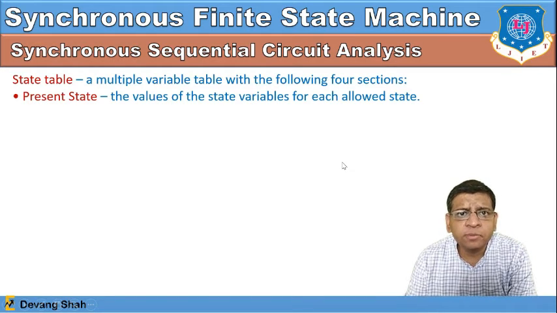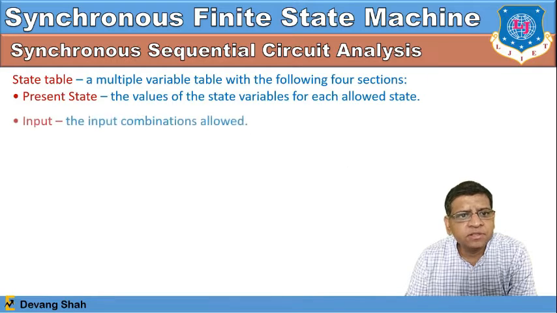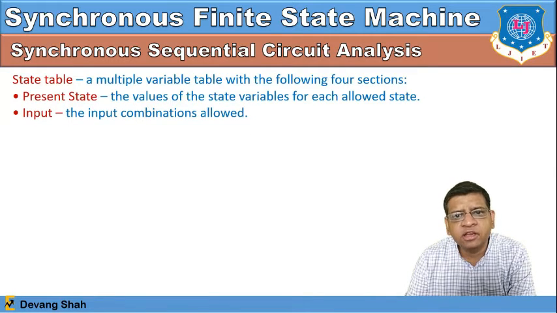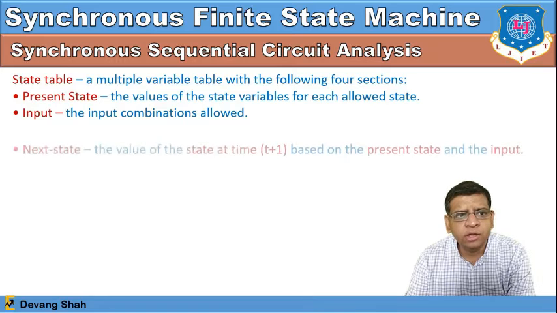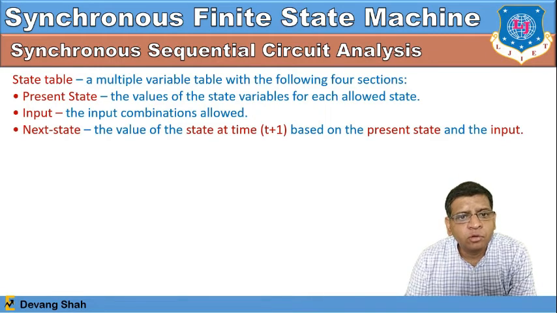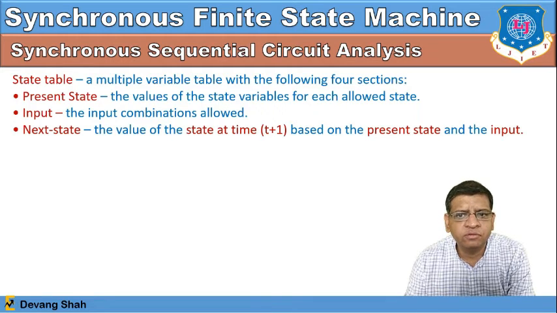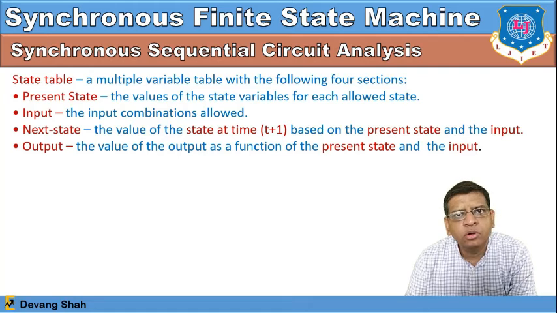So multiple variables tables will be following 4 sections. Present state: the values of the state variables for each allowed state. Input: the input combinations allowed. Next state is always the t plus 1 state, which is again based on the present state and the input, and the output is a function of the present state and the input.